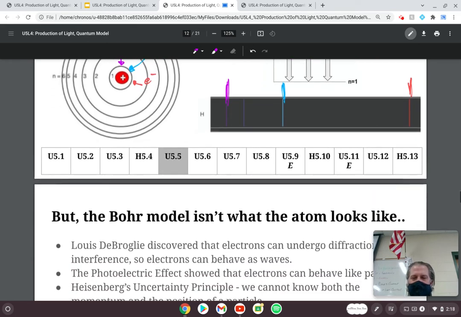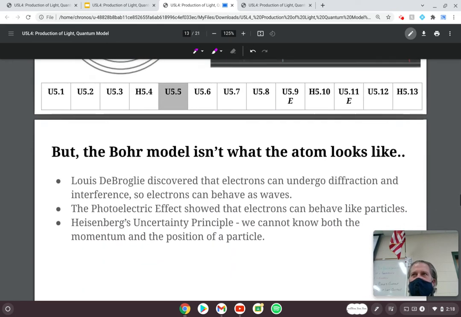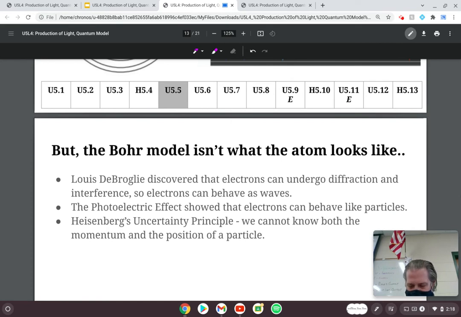Shortly after Bohr came up with his model of the atom, there was more research done, and I want to say within 2 to 5 years, a gentleman by the name of Louis de Broglie did some experimentation and found out that electrons, like light, can diffract and they can produce interference.